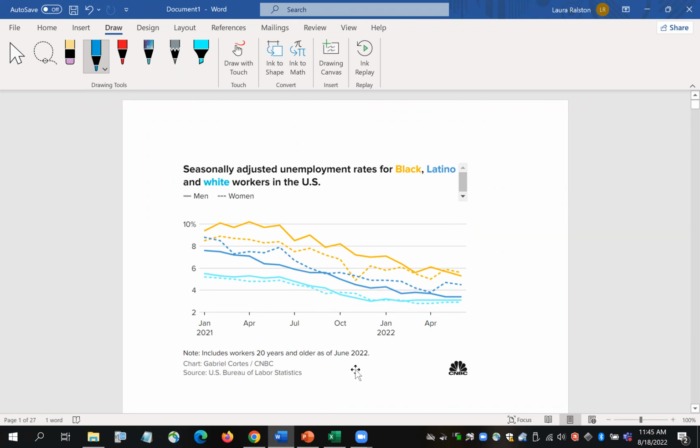And it gives you the source of who created it and also the source of where the information came from. So guys, you got to pay attention to all that kind of stuff when you're looking at a graph. But if you're creating one, you also have to recognize that you need to put that information on there.